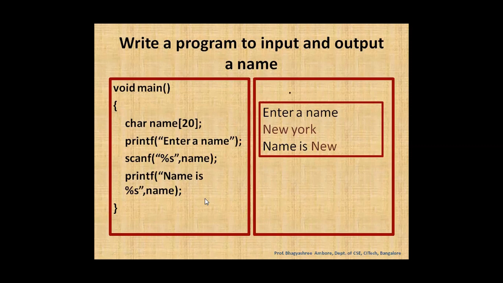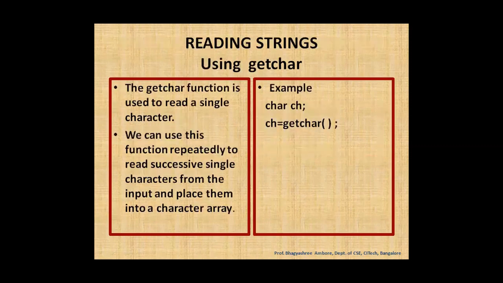We'll go with the next one, that is reading a string using the getchar function. Now scanf reads word by word. When it finds the first white space, it separates them, and it reads only a word. In this case, we are reading a character string character by character, because getchar is a function which has the capacity to read only one character at a time. This function is used to read a single character. We can use this function repeatedly to read multiple characters.